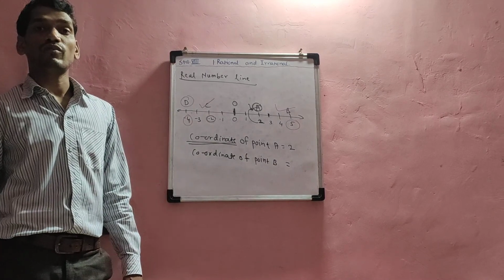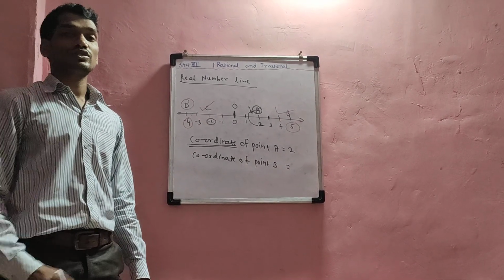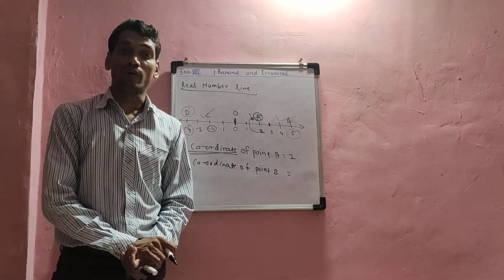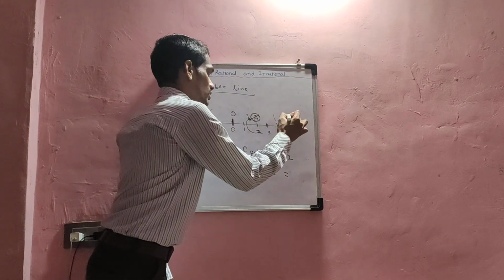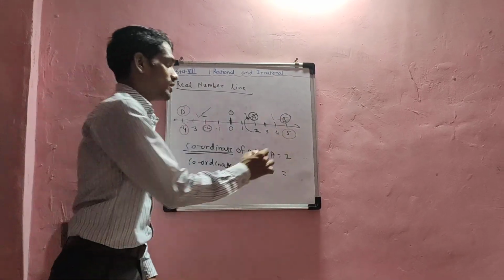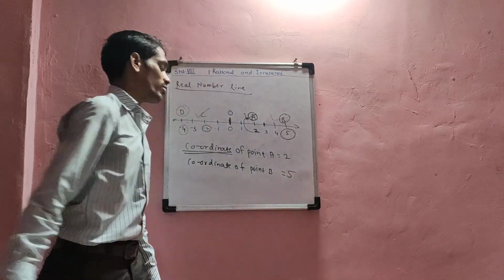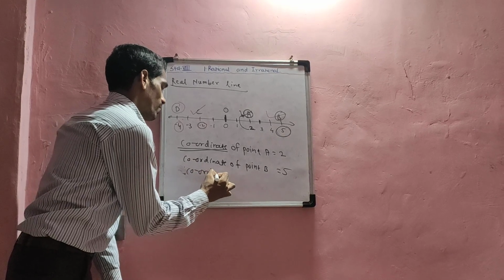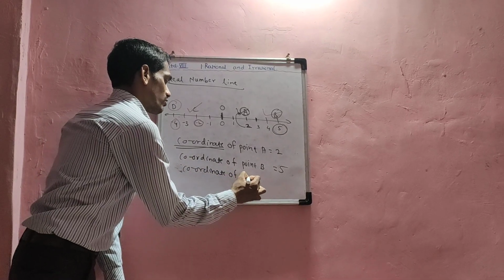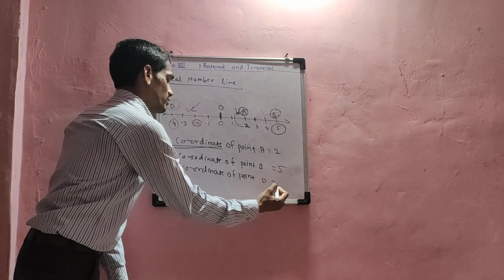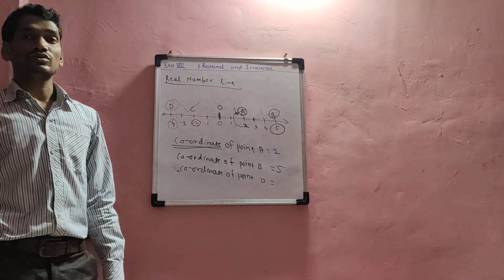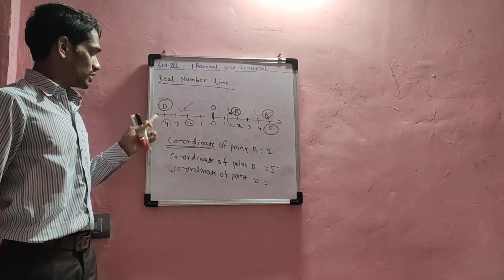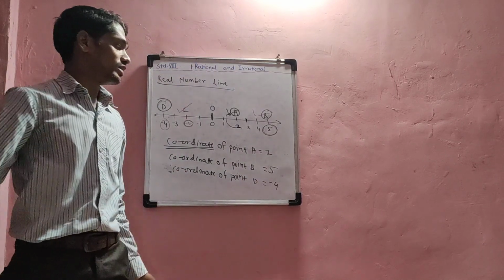So what is the coordinate of point B? This type of question will be asked in the exam. So where is B? Here. So which number is over here? 5. So the coordinate of point B is 5. If I ask the coordinate of point D, where is your point D? Here. So which number is at point D? -4. So the coordinate of point D is -4.